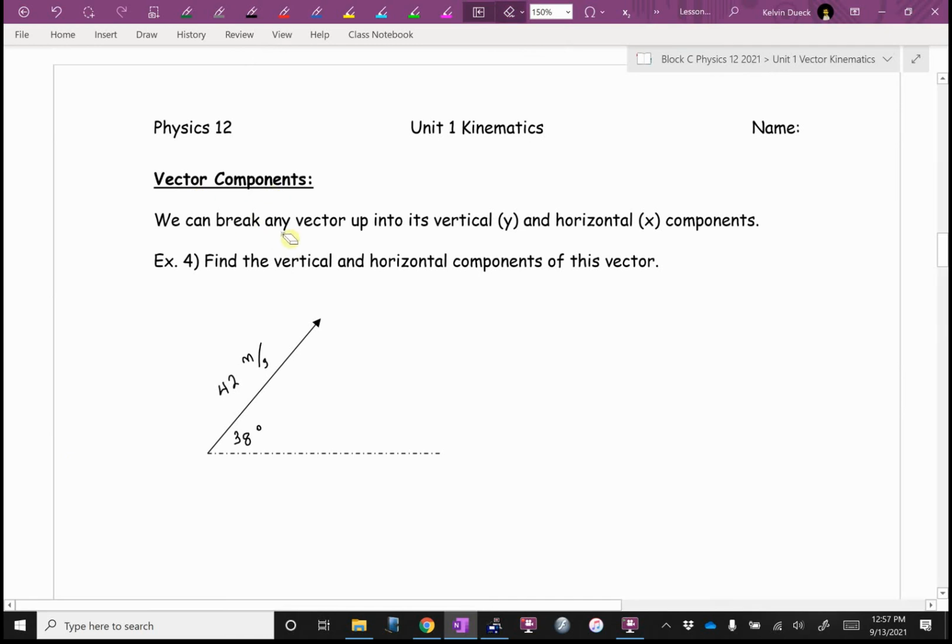Vector components. We can break any vector up into its vertical, I'm going to abbreviate vertical with letter Y, like on a Y-axis, and its horizontal X components. For example, here's a velocity. It's 42 meters per second. It's being launched at 38 degrees. I don't know if we're looking at it from the side and up the page means up in the sky, or from the top and up the page means north. So I'm not going to worry about north, south, east, and west. I'm just going to talk about vertical and horizontal, and I need a word problem with some context to figure out where we are. It says, find the vertical and horizontal components of this vector.